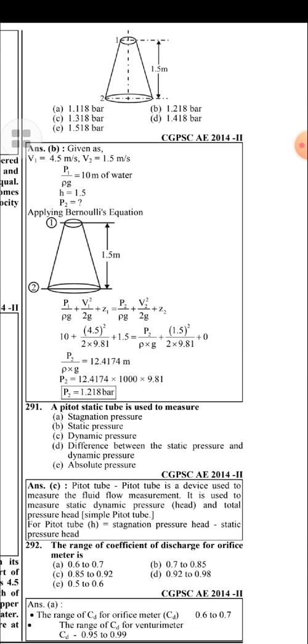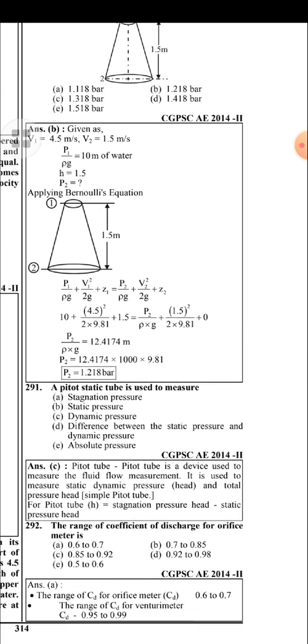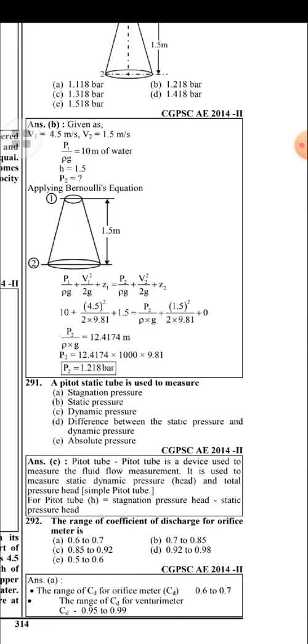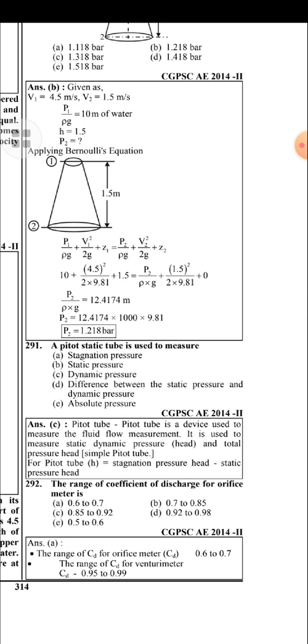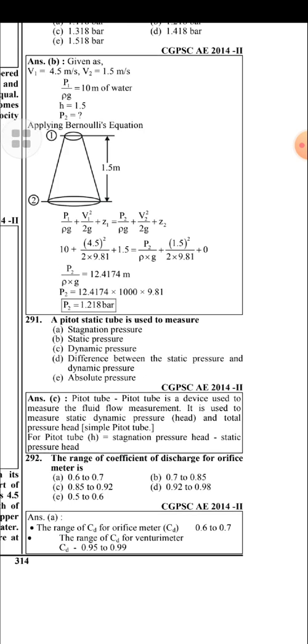Pitot static tube is used to measure the dynamic pressure. Pitot tube is a device used for fluid flow measurement. It is used to measure the static pressure, dynamic pressure and total pressure head. For a pitot tube, stagnation pressure head is equal to total pressure head minus static pressure head.